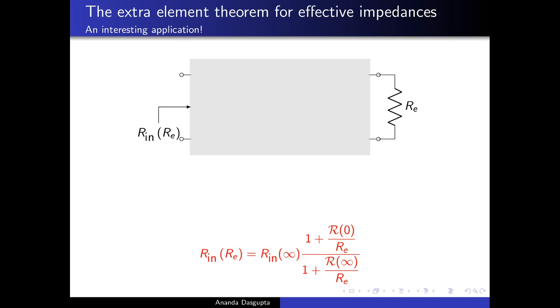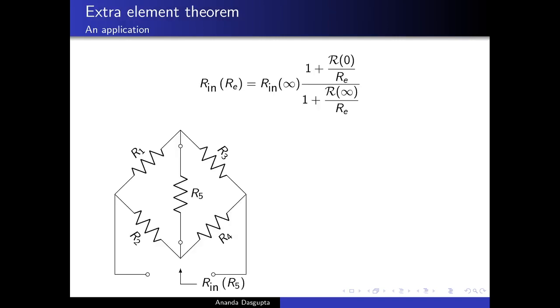Let's say we have our familiar old friend, the Wheatstone bridge, and what we want to do is find out the impedance of the Wheatstone bridge circuit as a function of this bridge resistance R5. So R5 here is our extra element Re. So we are trying to find out the input impedance of the circuit as a function of this R5.